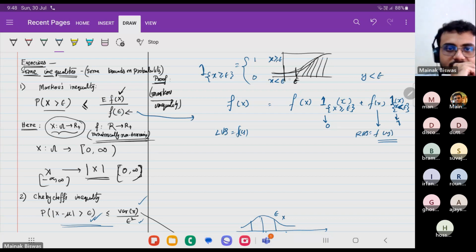Indicator function, this will become 1. So the indicator of x greater than epsilon is equal to 1 if x is greater than epsilon and 0 if x is less than epsilon, right? So do you agree that this can be written this way? I'm just breaking this up into two parts. If your f function is something like this, and you have epsilon over here, this part I'm writing over here, and this part I'm writing over here.